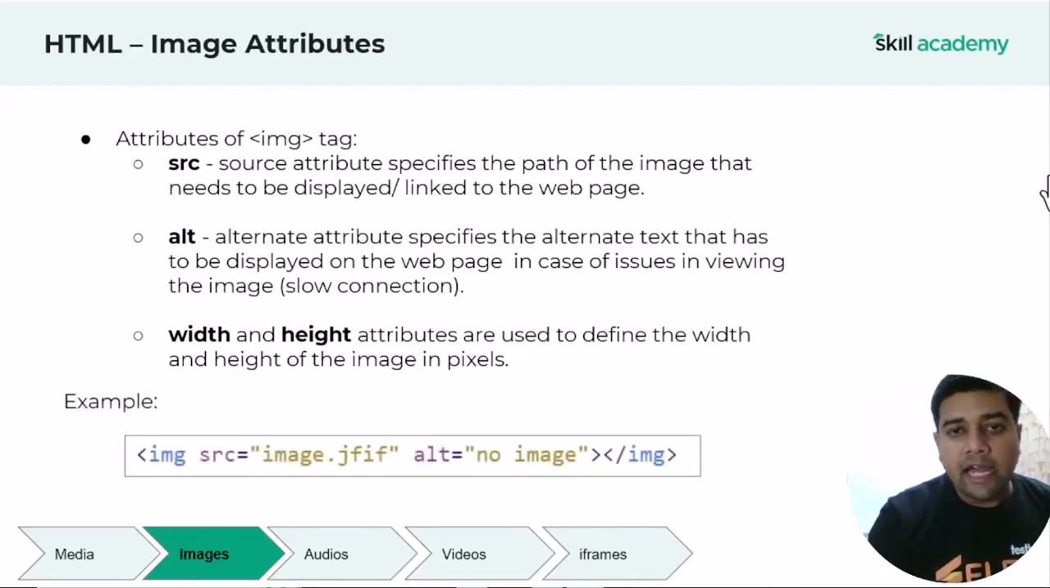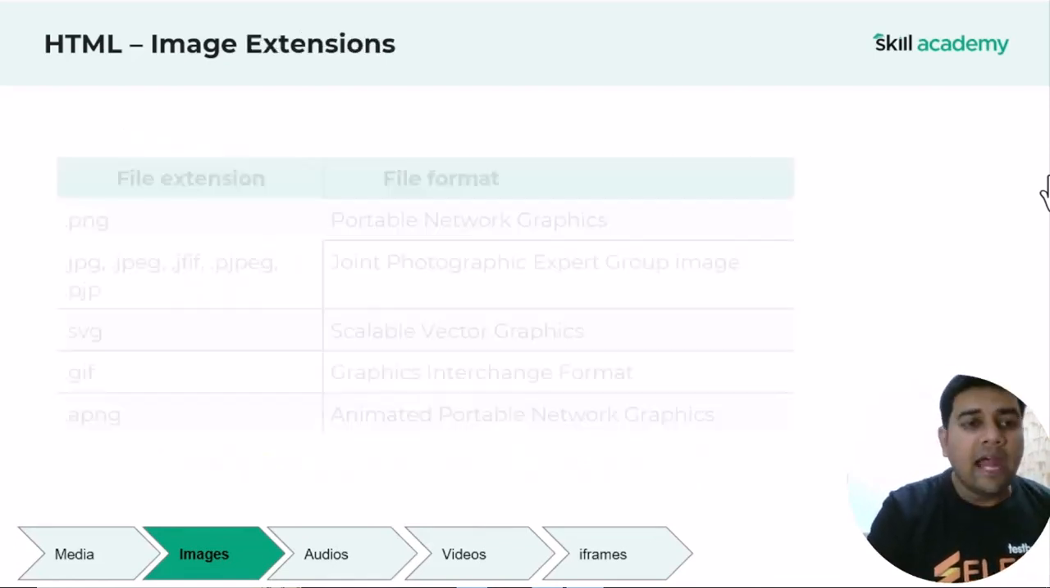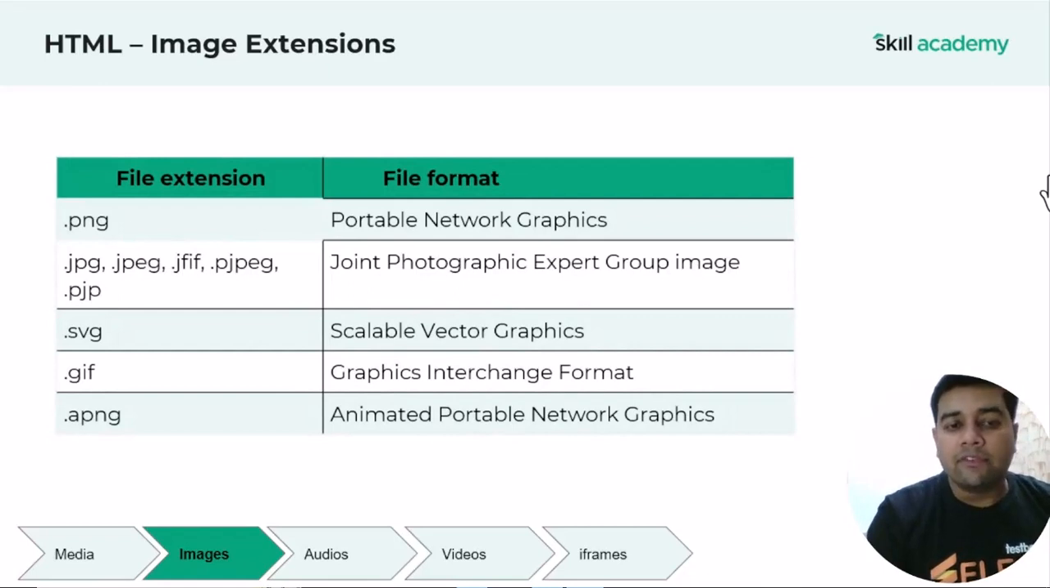In the SRC attribute, you are going to specify the path of your image. In alt, you are going to display the alternative text. Now, what kind of images can we display using the image tag? These are the file extensions which we can display in our web pages using the HTML image tag.